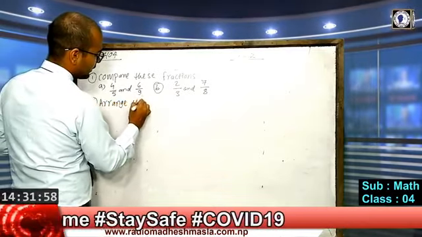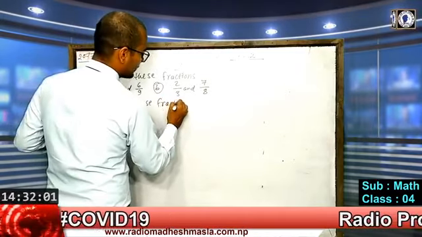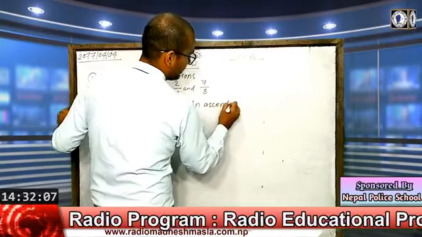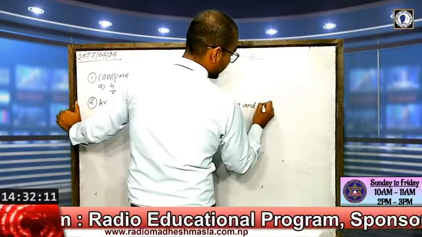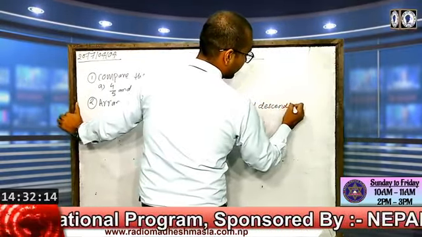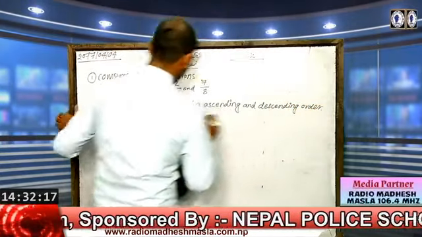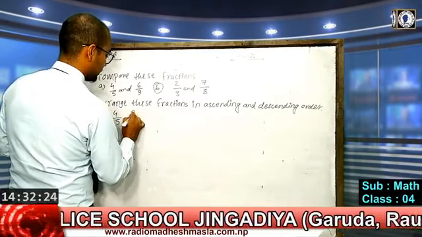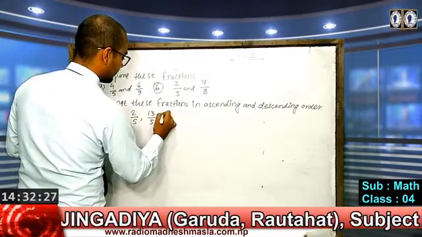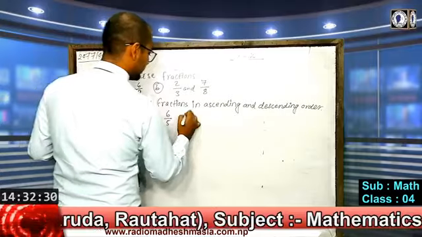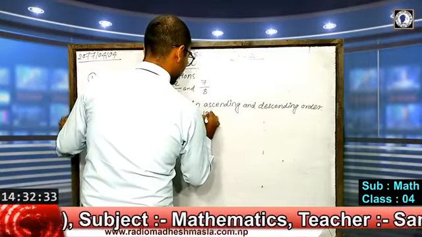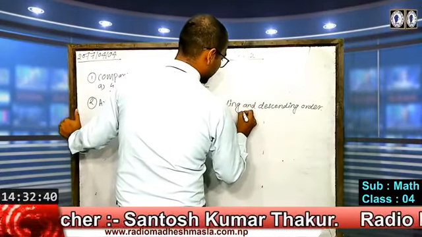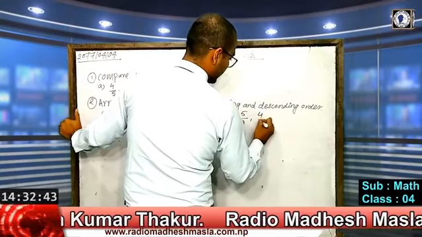In the same way, in question number 2 you have this: arrange these fractions in ascending and descending order. The questions are 4/5, 2/5, 13/5, 6/5. In the same way, question number B: 12/9, 7/9, 5/9, 4/9.